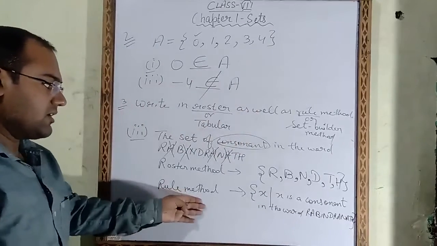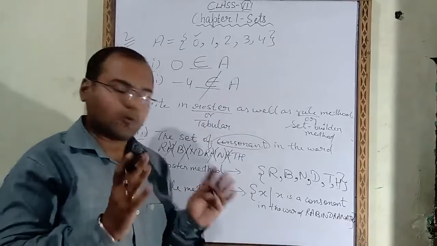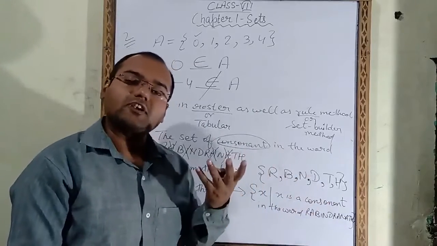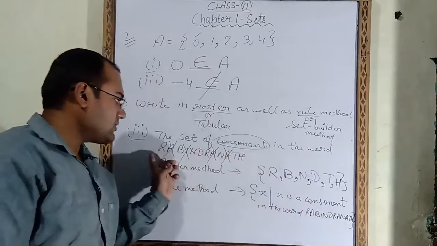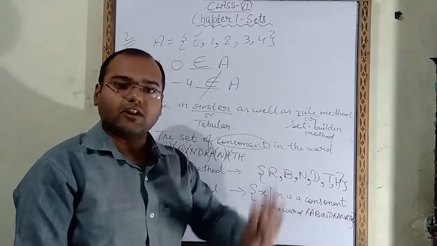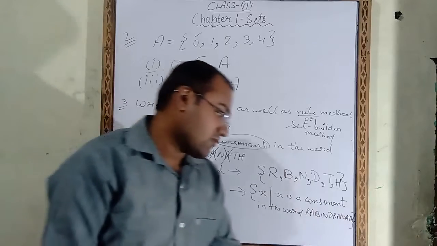So in rule method, what do we have to do? We have to write the common property. The common property is that these are all consonants of this word Rabindranath. So x is a consonant in the word Rabindranath. Now see part number 4.